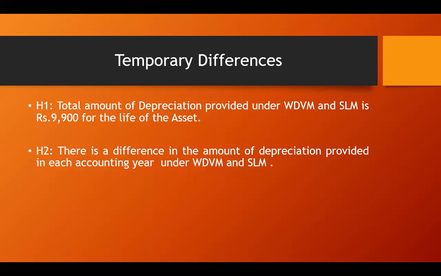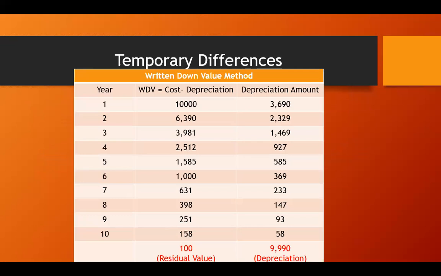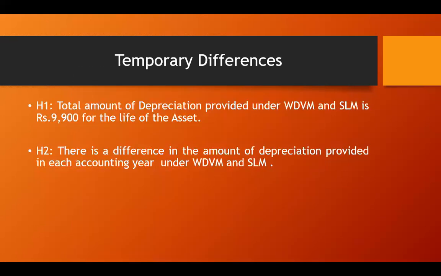The second hypothesis is that there is a difference in the amount of depreciation provided in each accounting year under the WDV method and straight line method. Means the amount of depreciation under WDV method and straight line method for each year varies. Under the straight line method, we are giving 990 each year, whereas in case of the WDV method, we give more amount in the initial years, less amount in the later years. So the amount varies between the years. These are the two hypotheses.